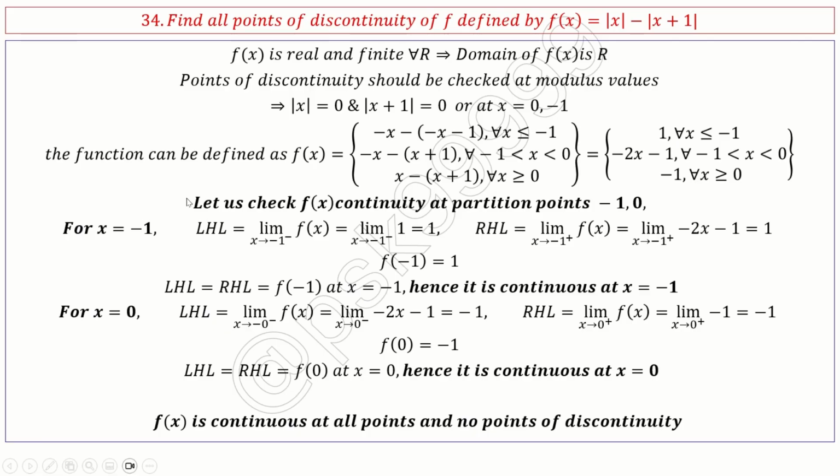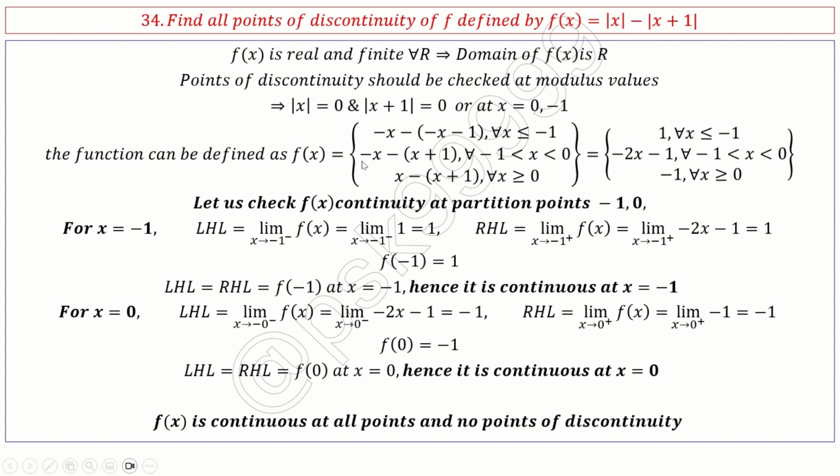And now the first thing is I will clearly define my function with a range. f of x is nothing but minus x minus of x plus 1, if x is less than or equal to minus 1. What happens? This is minus 1, this is minus x minus 1. Correct. So minus x minus of minus x minus 1, for x less than or equal to minus 1, which is nothing but 1.